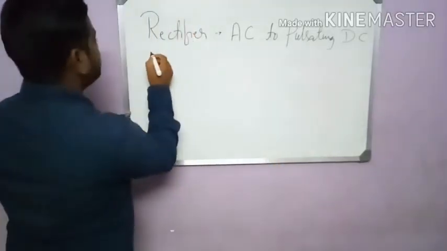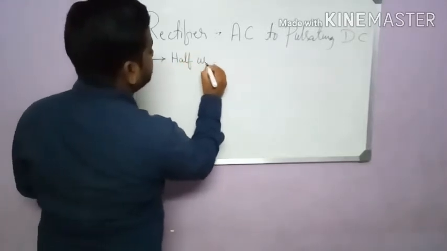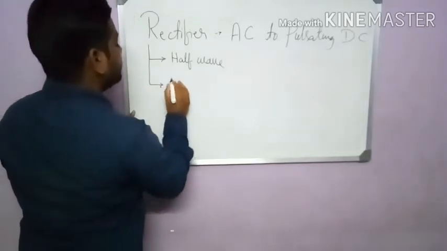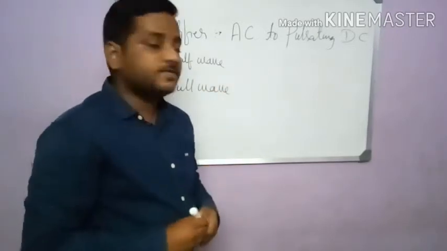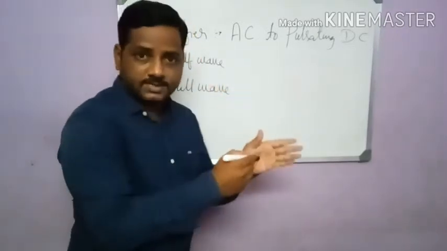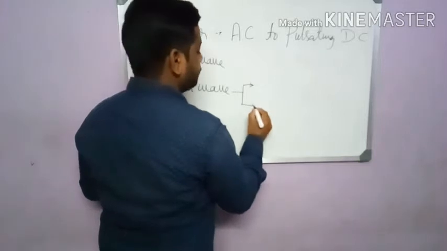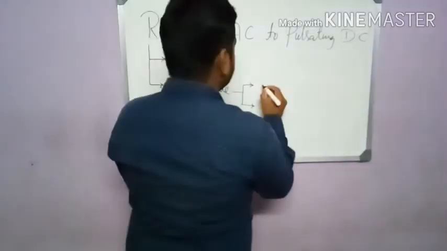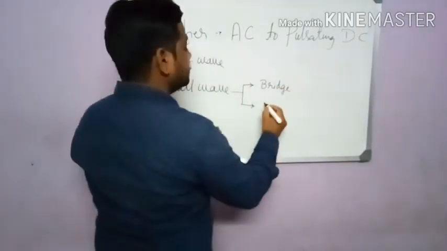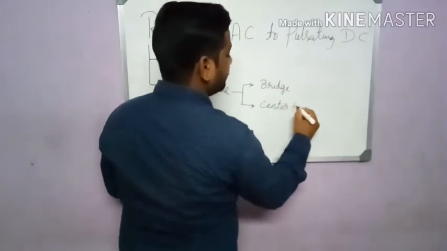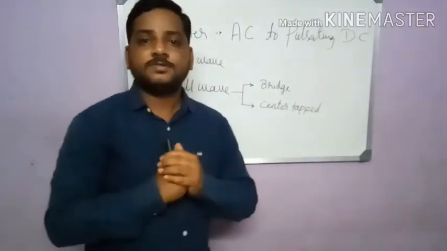In rectifiers, there is a classification: half wave rectifier and full wave rectifier. So we get two types of rectifiers. We'll take up the half wave rectifier, and the full wave rectifier we can further classify into two parts. In the full wave rectifier we get the bridge rectifier, and the second one is the center tapped transformer rectifier, right? So these are the types of rectifiers.